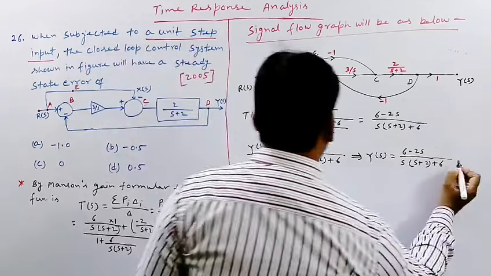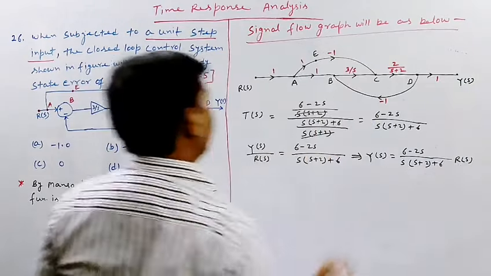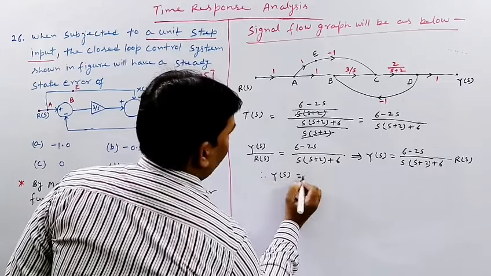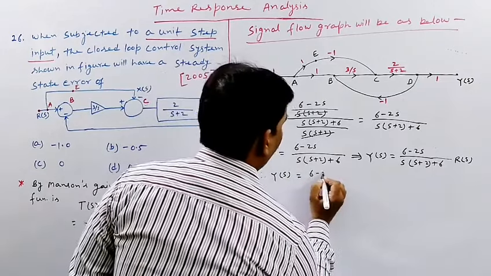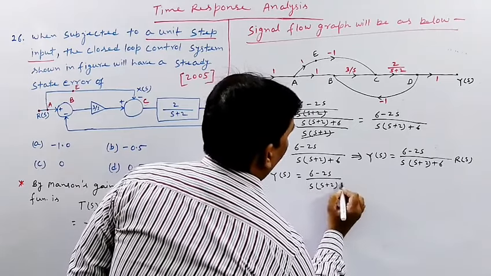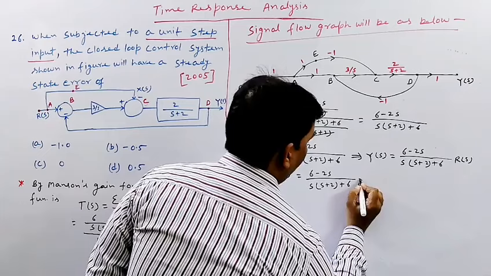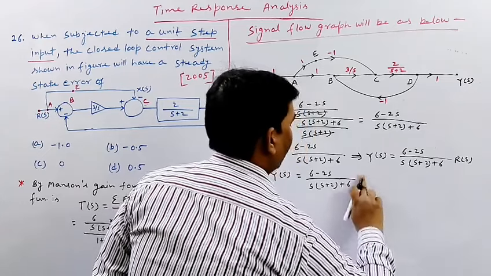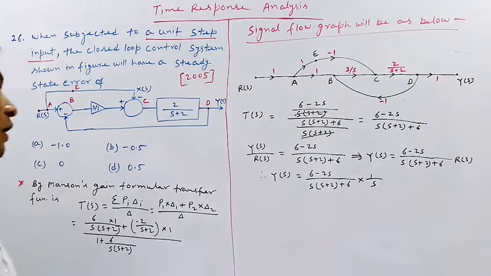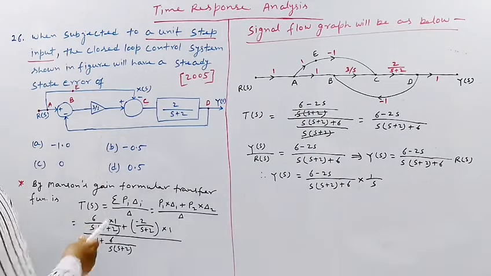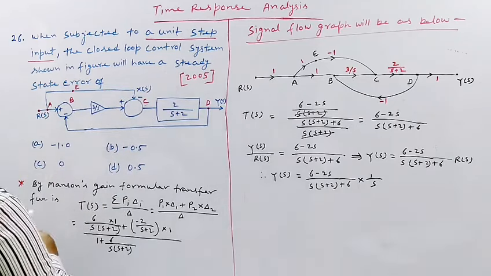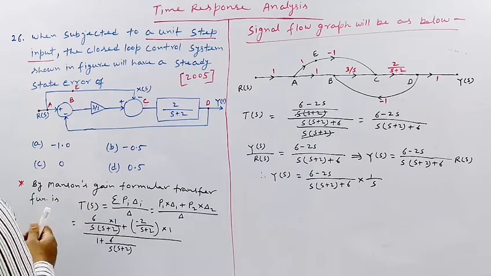Now we can multiply it by R(s), and since R(s) is a unit step input, hence Y(s) is equal to (6 minus 2s) divided by (s into (s plus 2) plus 6), multiplied by 1 by s, since R(s) is 1 by s. Now the question is asking about the steady state error. So the question is asking what is the value of the steady state error.